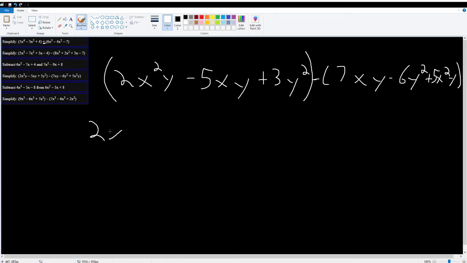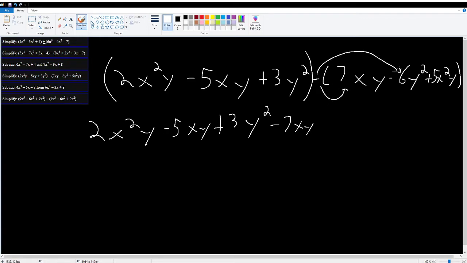So let's rewrite this. 2x squared y minus 5xy plus 3y squared minus 7xy, right? Negative 6y squared becomes positive 6y squared. Positive 5x squared y is going to be negative 5x squared y. Okay, so now we just need to simplify.